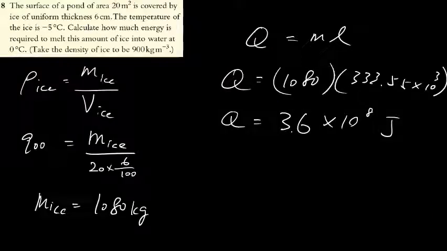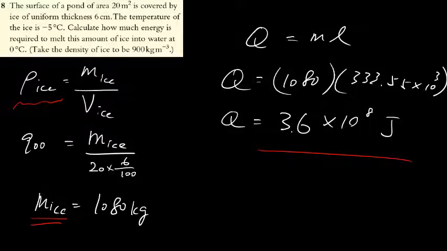For the next question, you need the equation of density, which is rho equal to m over V, and you will find the mass of the ice is 1080 kg. Therefore you can happily substitute the numbers and you'll find the answer very simply.